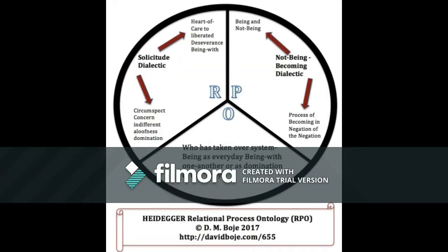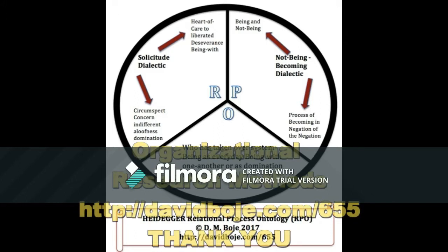Just to wrap up, there's several dialectics you can find in Heidegger. One is the solicitude dialectic, the opposition of the heart of care, liberated through disseverance and being with, versus a circumspect concern and different aloofness, domination. Second dialectic, not being, becoming. Being and not becoming, posed by the process of becoming in the negation of negation. Finally, who has taken over system being as everyday being with one another, or as domination of the they? Those they, the system you're in, the they.